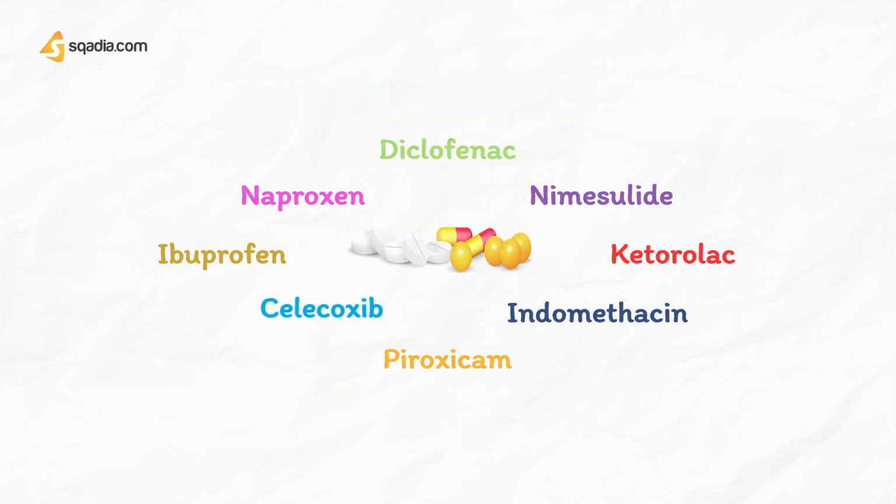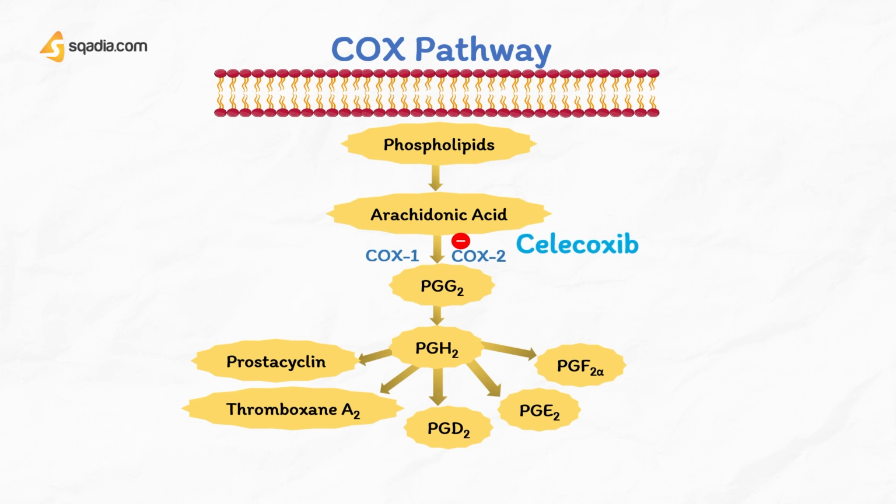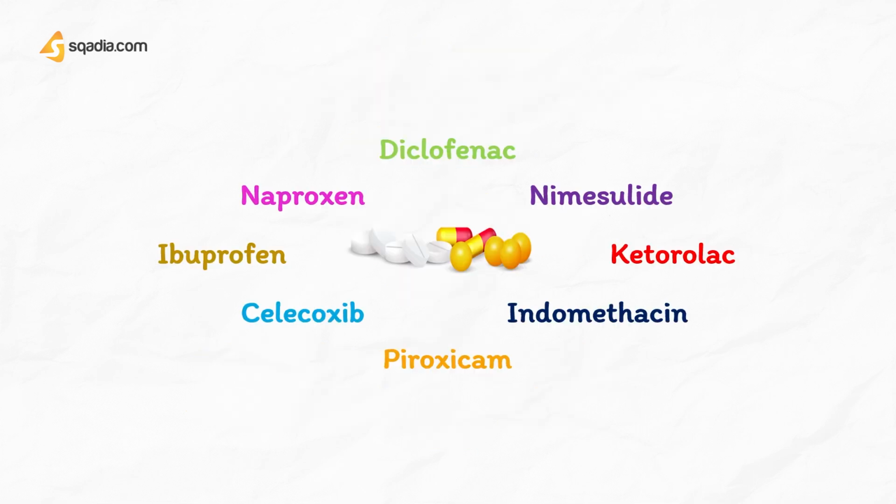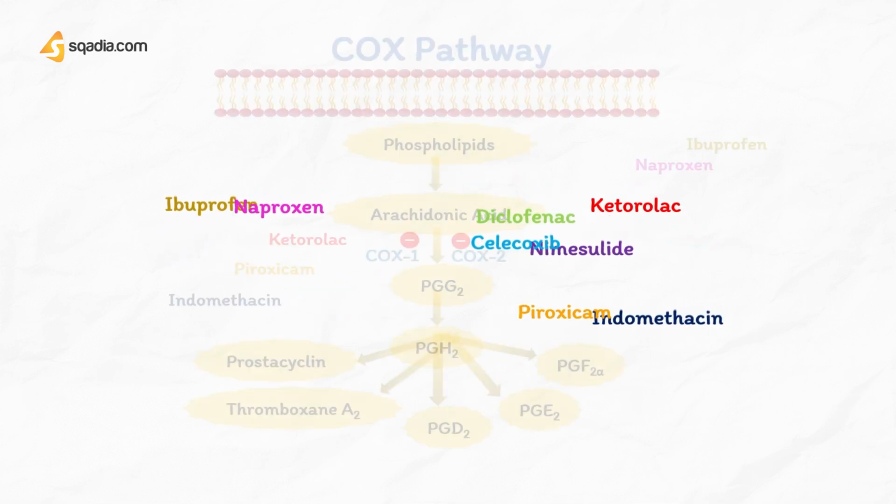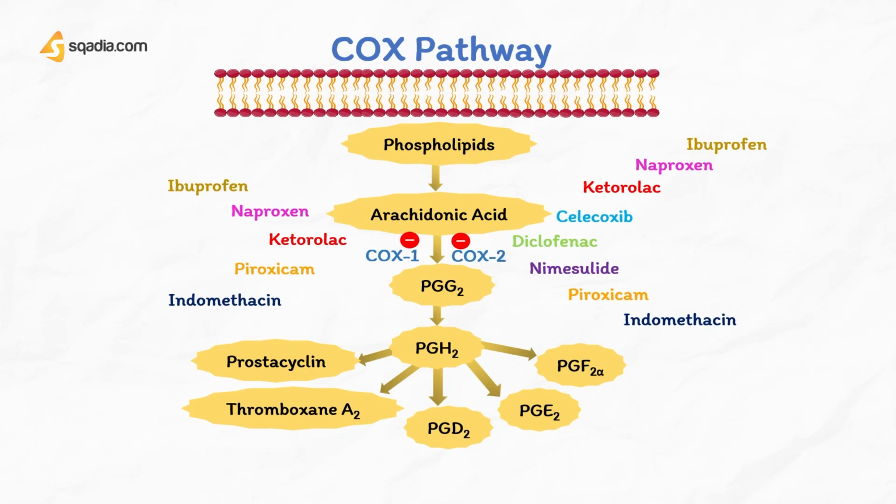Lastly, we have celecoxib now. The COX-2 selectivity of celecoxib is modest and similar to that of diclofenac, and it exerts anti-inflammatory, analgesic, and antipyretic actions with low ulcerogenic potential. So now that you're quite familiar with some commonly used NSAIDs, let's have a look at the other side of the picture.